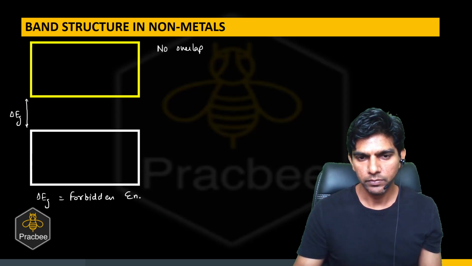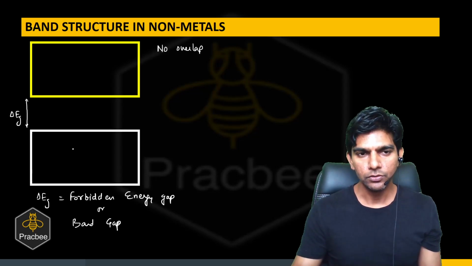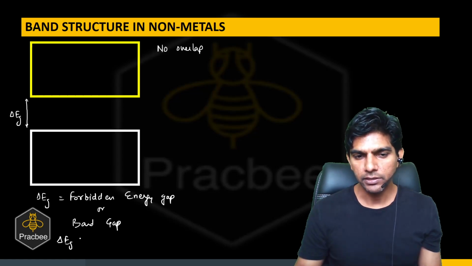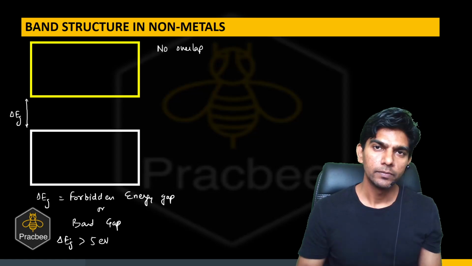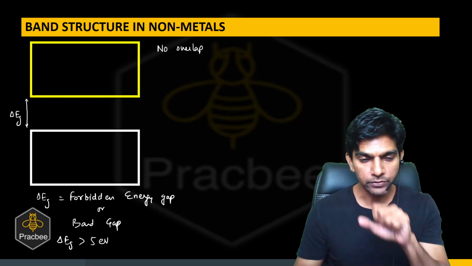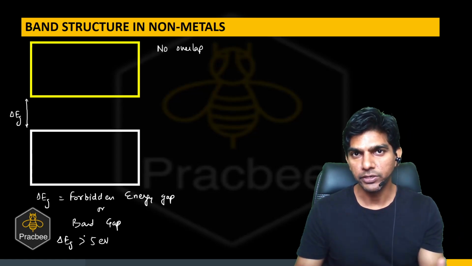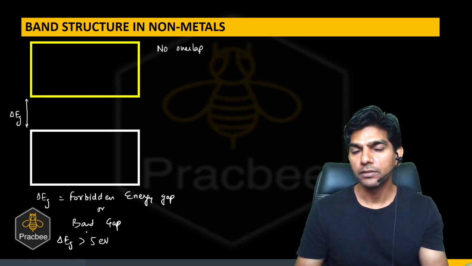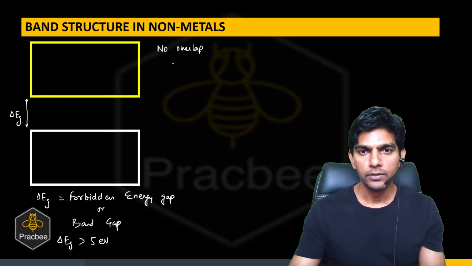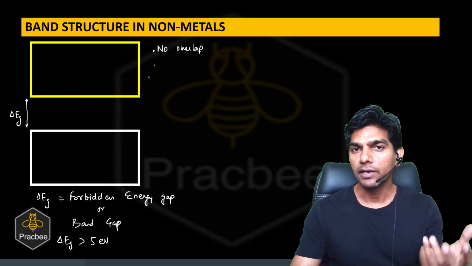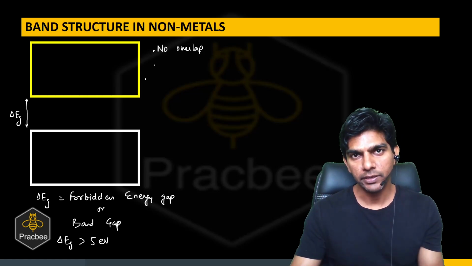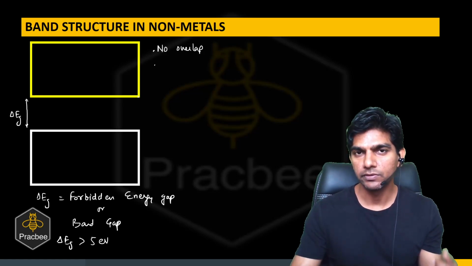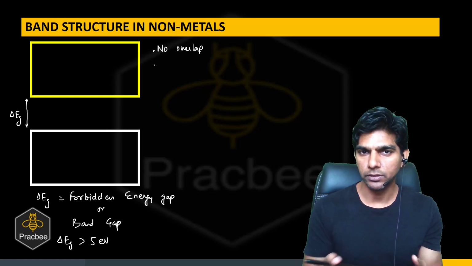Forbidden energy gap, or we can also call it a band gap. In non-metals, this delta Eg is greater than 5 electron volt, and it will be very difficult for the electrons to gain this energy from the temperature, right? They cannot attain this energy even if you increase the temperature. So there are hardly any electrons in the conduction band which can take part in the conduction process. That's why the conductivity of non-metal is poor.